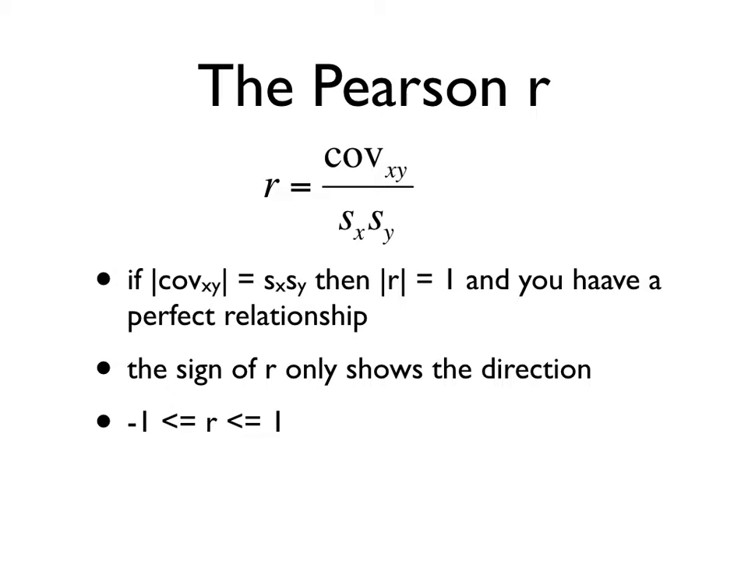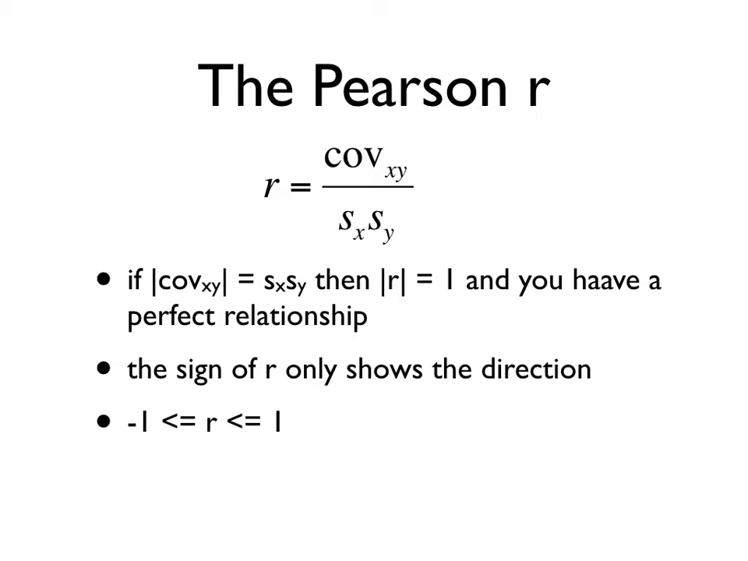R can only be between negative 1 and positive 1. It cannot be greater than 1. It cannot be less than negative 1. And the sign only indicates the direction of the relationship. It tells you literally nothing about the size of the relationship or how much the two variables vary together.